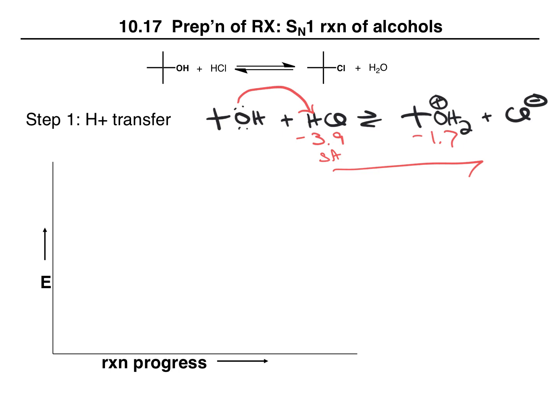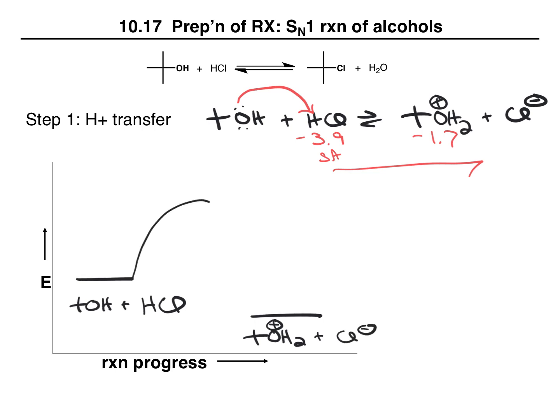Now, what does that mean as we translate this to an energy diagram? Well, let's say this is the energy of our alcohol plus HCl. The fact that the equilibrium lies to the right, that means that the product of this step must be lower in energy. So this is our protonated alcohol plus Cl minus. And then there will be a transition state leading to this. So at the transition state, we are somewhere in between.